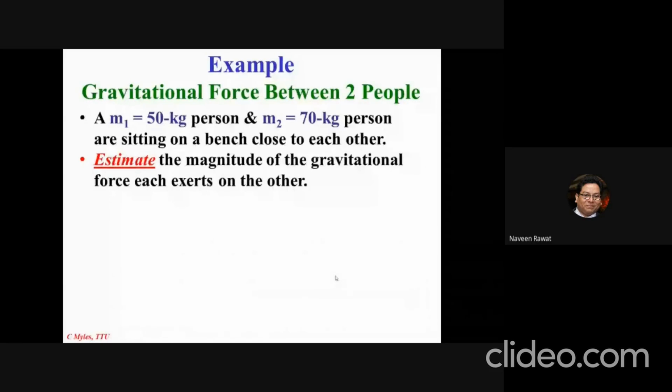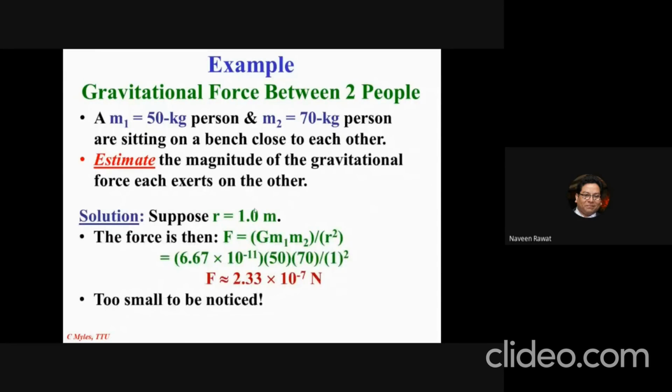Okay, so let's take that example: you have one person of mass 50 kg, and a second person of mass 70 kg, and you are sitting right next to each other on a bench, very close to each other. So what will be the gravitational force of attraction between you two? Again, we can use the formula. We can make an educated guess and keep the distance of separation as 1 meter. That's a healthy distance of separation.